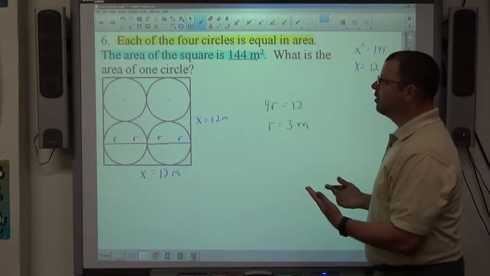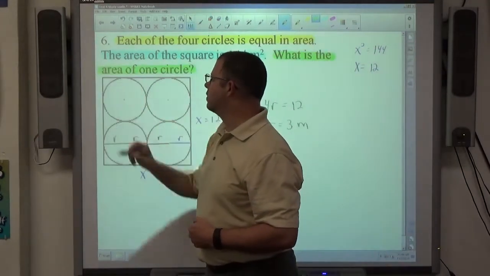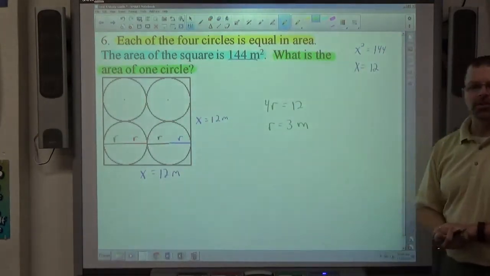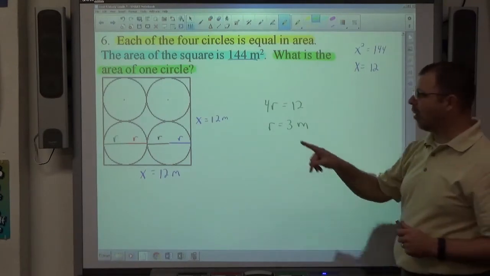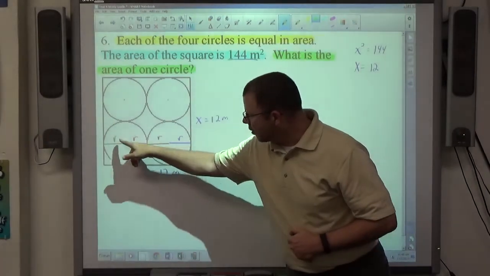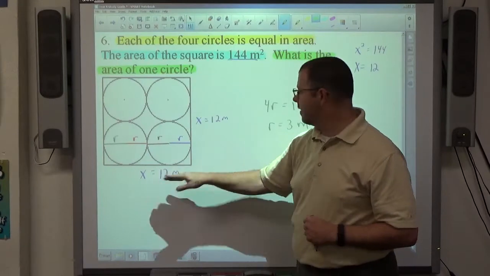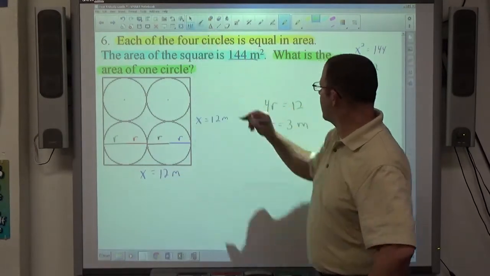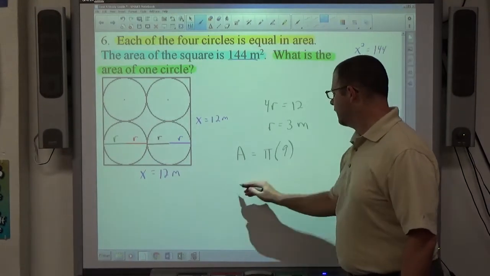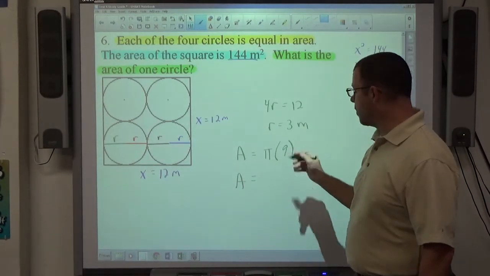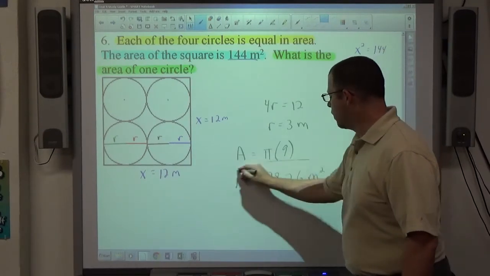Okay? And that leads me to the question they're asking me, which says, what is the area of one circle? The only way I can answer that question is to find out what the radius of that circle is, and that's how you go about finding the radius. You figure out how long the side of the square is. There's a total of 4 radii across that are all equal to each other that have to make the same length as that. That makes the radius equal to 3 meters. So the area of one circle is going to be pi times the radius squared. If we go with 3.14 approximating pi, that's 28.26 square meters would be the area of one circle.